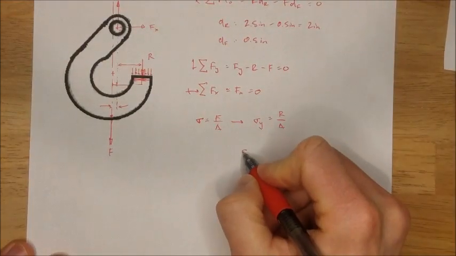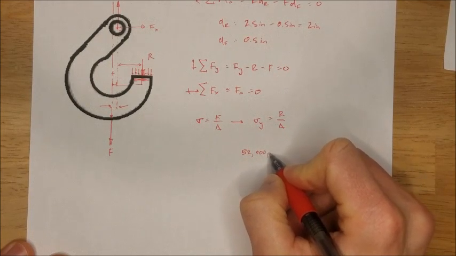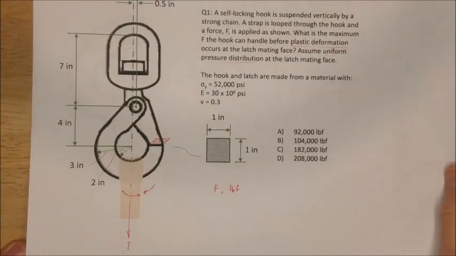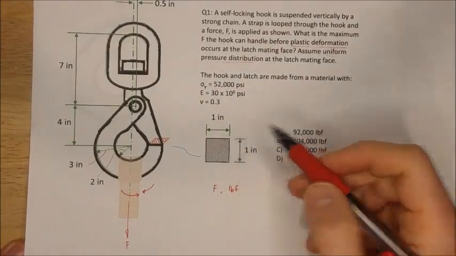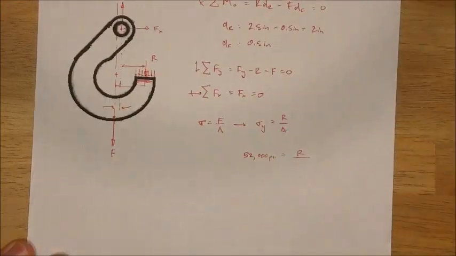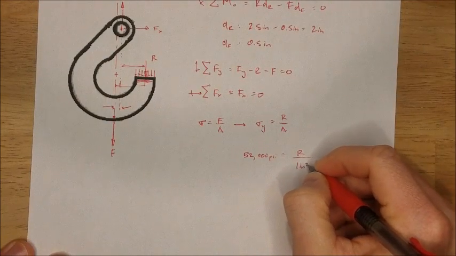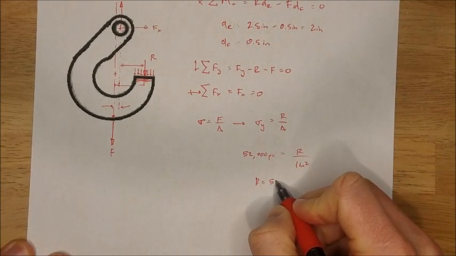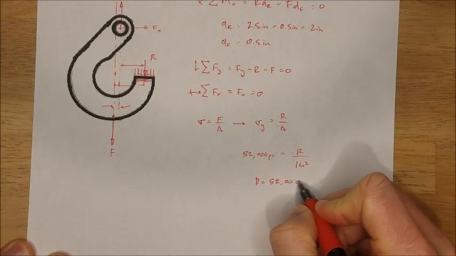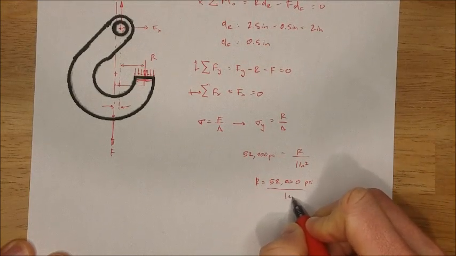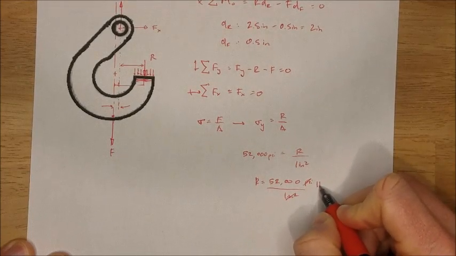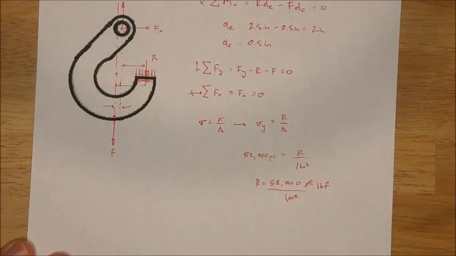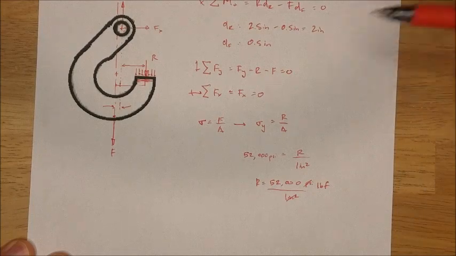I'll just rewrite that here. So 52,000 psi is equal to R, my unknown, over A. What's my A? Well, they gave it to us, thankfully, 1 inch by 1 inch, 1 inch squared. That was a gimme. Thank you, test authors. So now I can rewrite this and solve for R. R equals 52,000 psi over 1 inch squared. Well, that just equals 52,000 pounds force. Great. So we've used an outside non-statics equation to give us one of our unknowns.